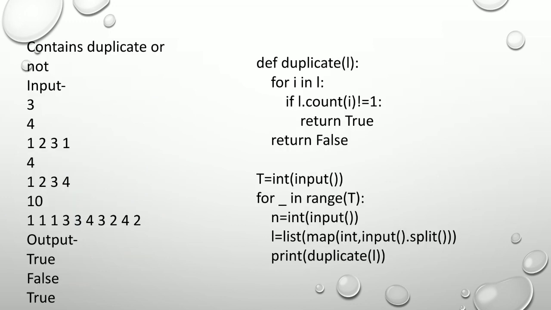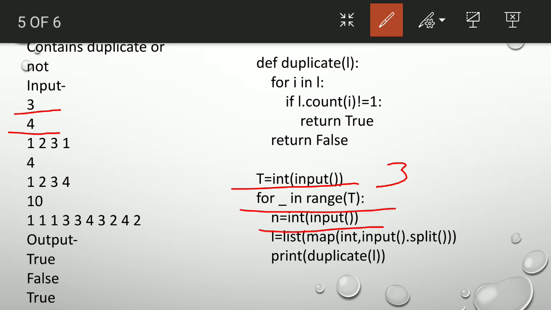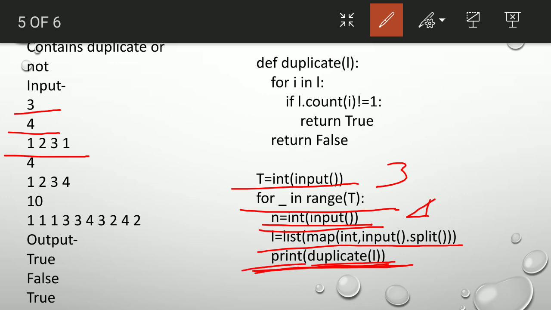Next question. What we are seeing is we need to find whether this list contains duplicates or not. So first we will take the test cases. T equals to input, that is 3, and then we take n. We have taken the for loop for the test cases, n is equal to 4, and then the list function which contains 1, 2, 3, and here also we are taking the user defined function duplicate, and we are passing only the list element, and whatever it returns, we are printing it.